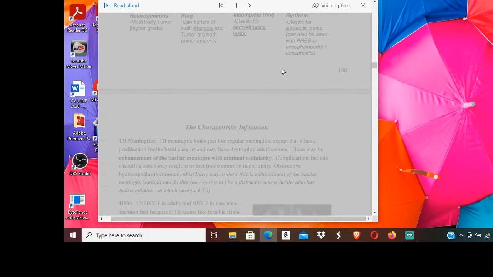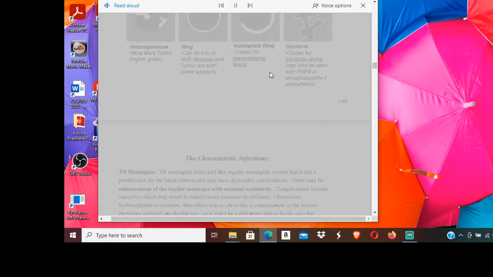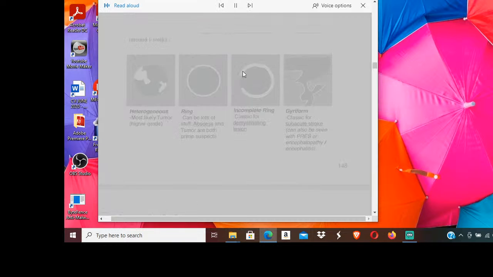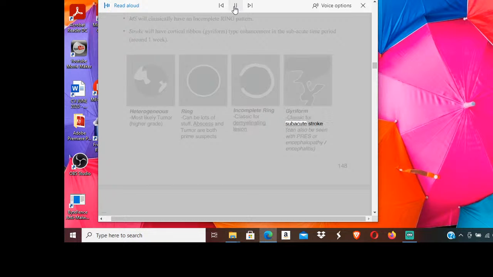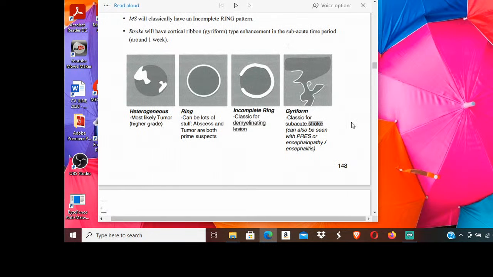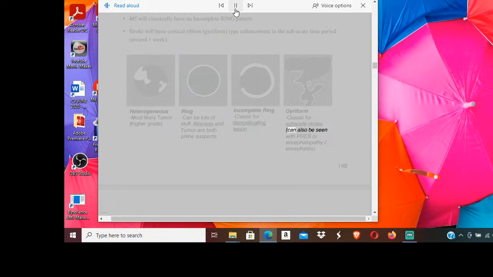Heterogeneous, most likely tumor, higher grade. Ring can be lots of stuff, abscess and tumor are both prime suspects. Incomplete ring, classic for demyelinating. Gyriform, classic for subacute stroke. Stroke can also be seen with PRES or encephalopathy or encephalitis.